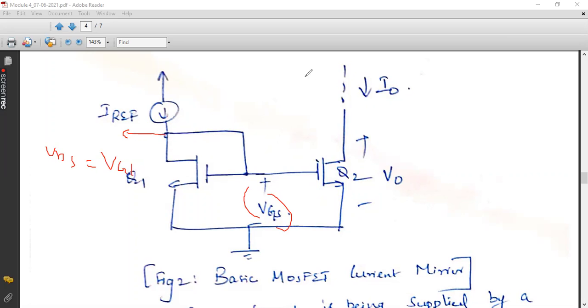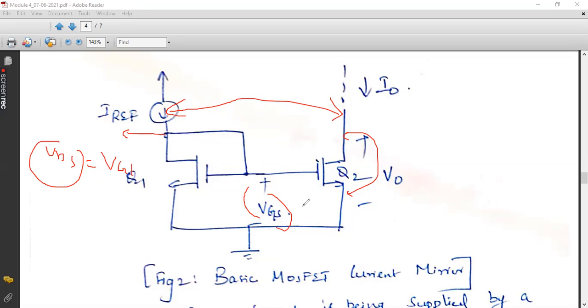But for a current mirror circuit, you are taking two identical transistors. So in that case, what will happen? This VDS will be equal to this VDS also. So if you are using matched transistors, the drain to source voltage of both the transistors will be same. Then we can say that since VDS is equal to VGS, then V naught is also equal to VGS. Are you getting my point?